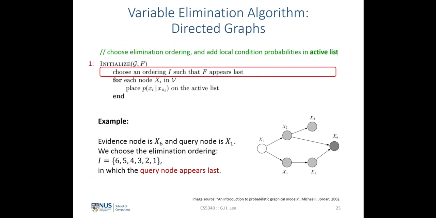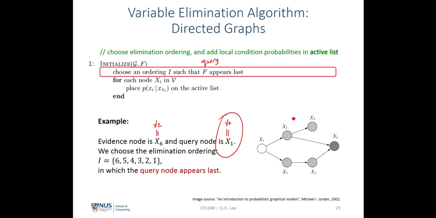The first thing that we need to do is to initialize the variable elimination algorithm, where we need to choose an ordering which we call I, such that the query node, F, appears last in this ordering of I. Here's an example where we want the evidence node, x6, to be equal to xe, and the query node to be x1, which we call xf over here, and we want to choose an ordering such that this node appears last in the ordering.